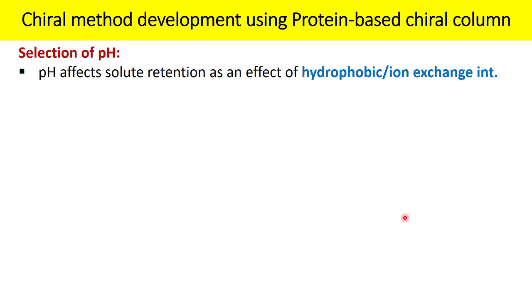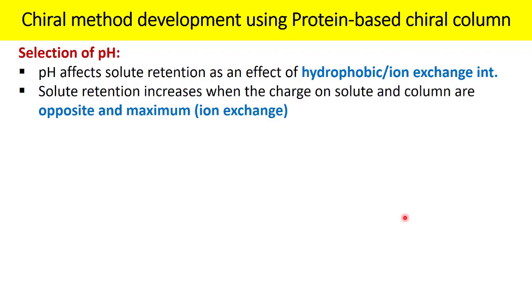Let us talk about the selection of the pH, and I hope you realize the importance of the pH in case of protein-based columns, because they actually determine the net charge on the column. So whether the ion exchange is possible or hydrophobic interaction is possible is dependent on the pH of the mobile phase and the pI, meaning isoelectric point, of the stationary phase. So pH affects solute retention as an effect of either hydrophobic interaction or the ion exchange interaction. And we talked on these 2 points in some of the last few slides.